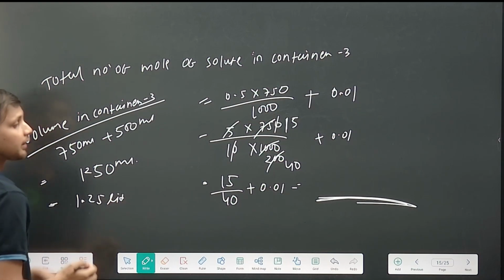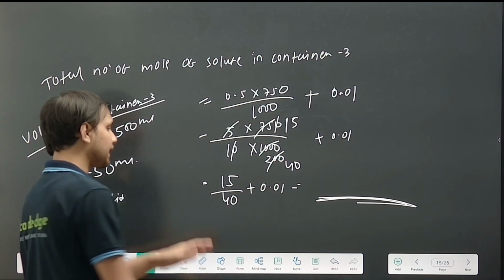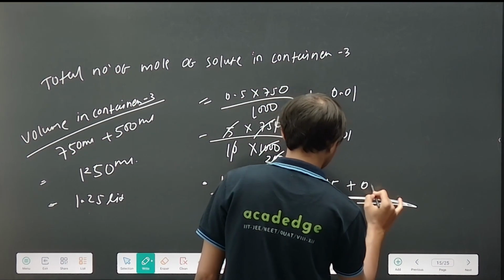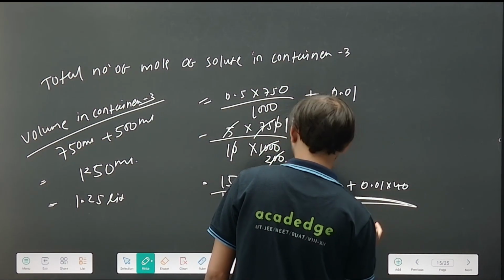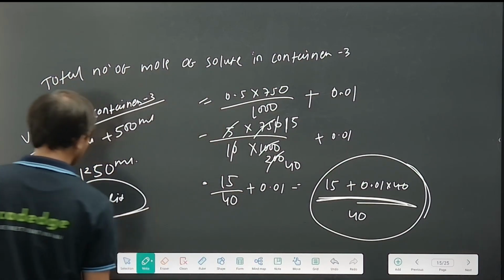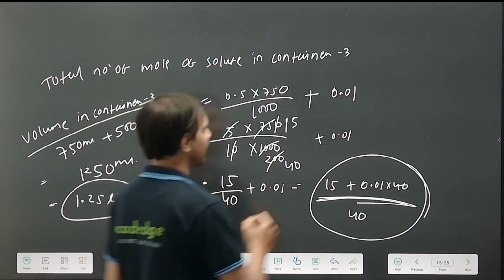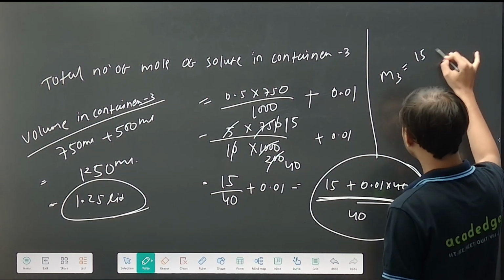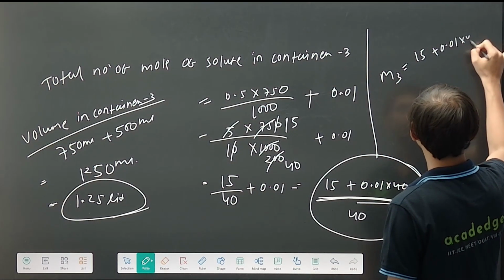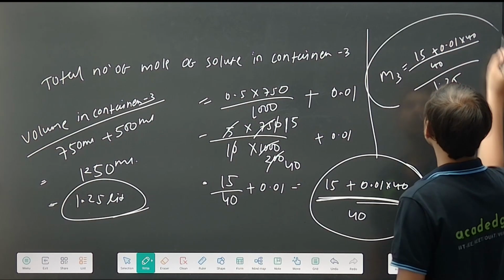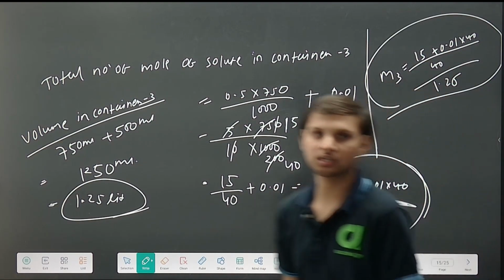Okay, so for container number 3, in order to find the molarity, I got the number of moles. You can even solve it: 15 plus 0.01 into 40 by 40. So this is the total number of moles of solute, and you got the volume of solution. So in order to find the molarity, that is M3, you can do 15 plus 0.01 into 40 by 40 by 1.25. You will get the total molarity of solution number 3.